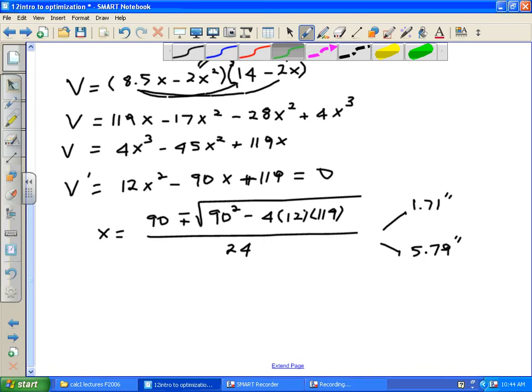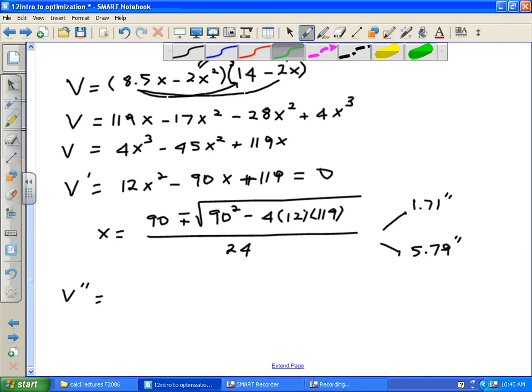Once again, two answers. Which one do we want? Let's go to the second derivative. As a matter of fact, for this question, you don't even need the second derivative, although we're going to do that. But take a look at the cut of size roughly 5.8 inches. The width of this paper was 8.5, right? If you cut 5.8 from here and 5.8 from here, there's no paper left even. So that solution is not even in the domain of the problem situation.